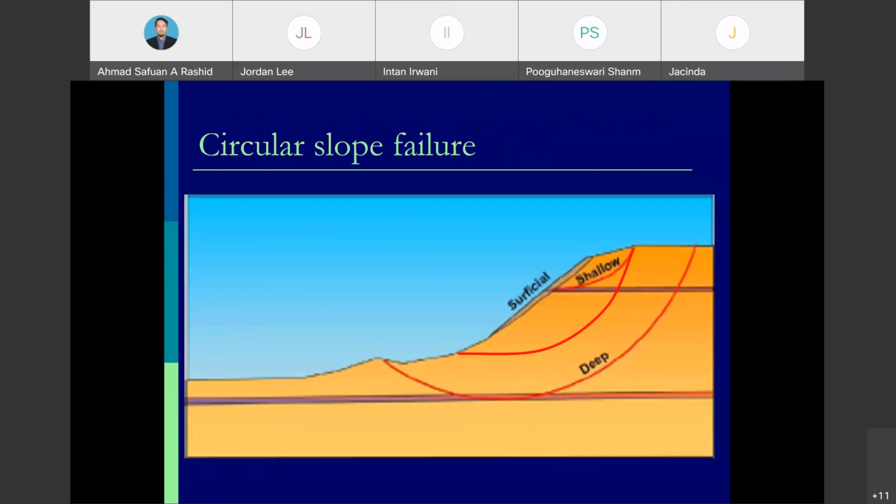Okay, we continue on the circular slope failure. So this is an example of the type of failure. Either it is a shallow failure or a deep failure. It depends on the analysis that we will carry out, to show either it's a shallow or deep failure. Okay. So there are failures more related to erosions.